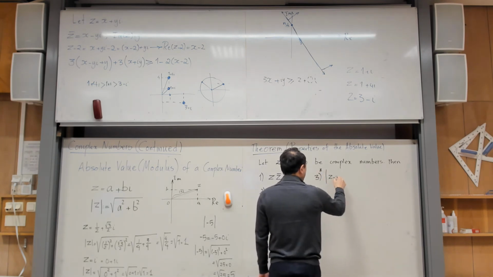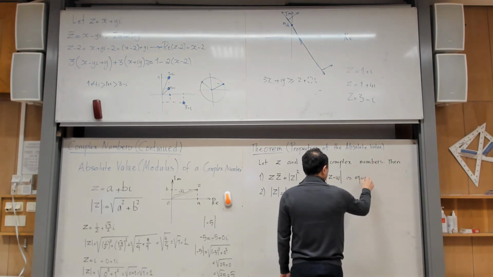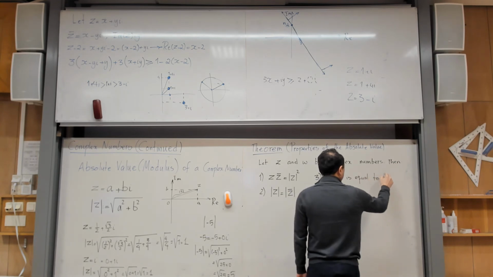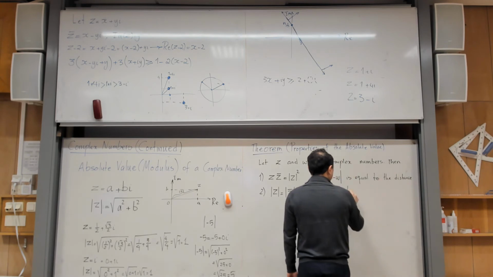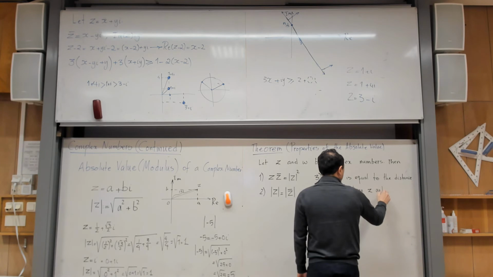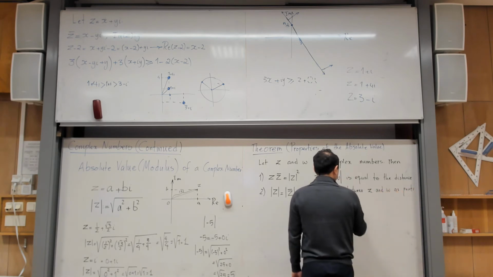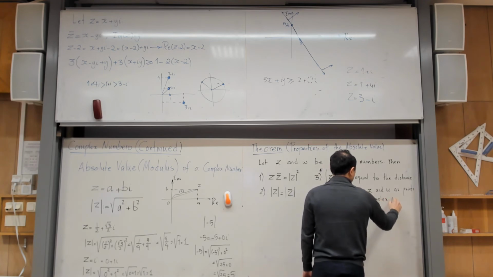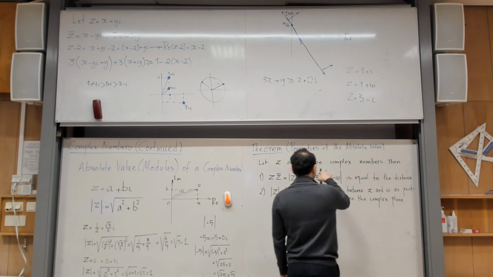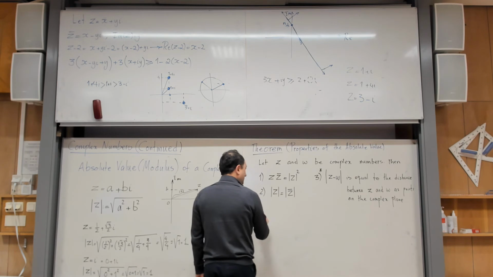Absolute value of z minus w is equal to the distance between z and w as points on the complex plane. Yeah, this is also important. You have to know this. So number 4, let me write number 4 here.